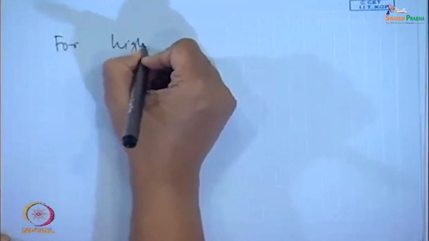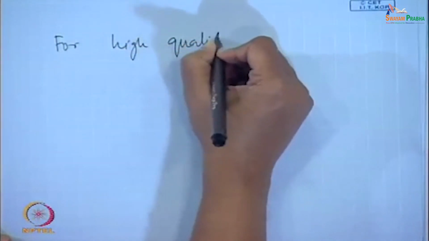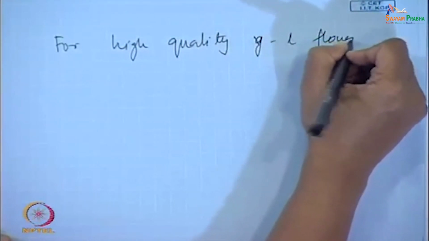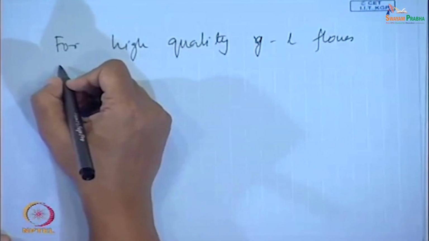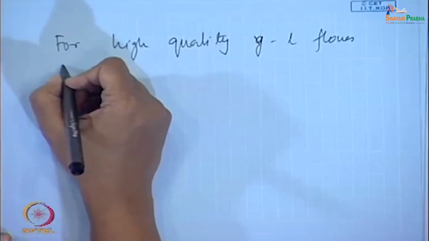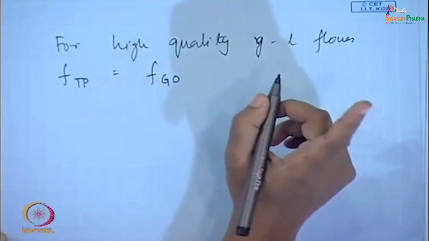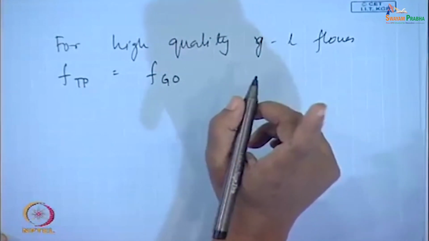Now, in a similar way, when we are dealing with high quality vapor liquid flows, just in the same way that we have done for low quality vapor liquid flows, or in fact gas liquid flows I should be mentioning, in that particular case also we can write FTP is F gas only, meaning the entire mixture is flowing as gas. Any doubts, you can clarify them from me.